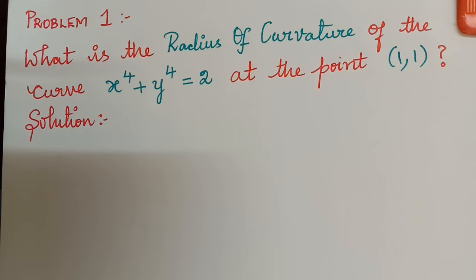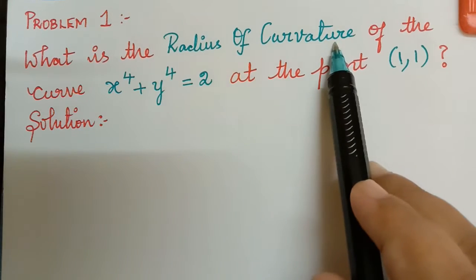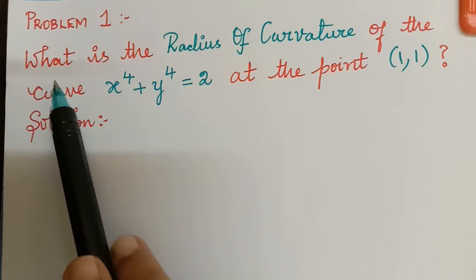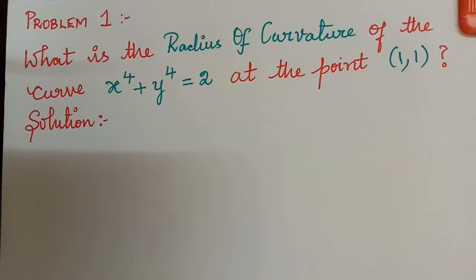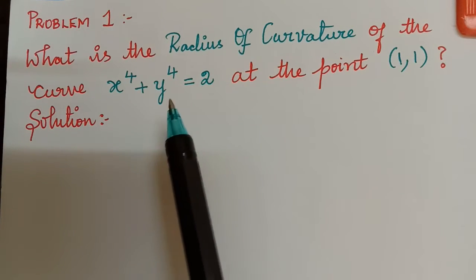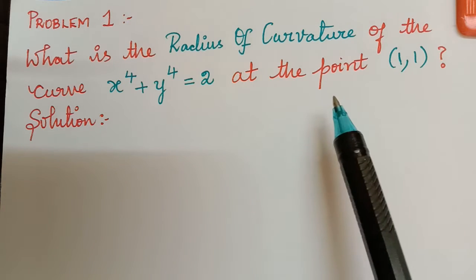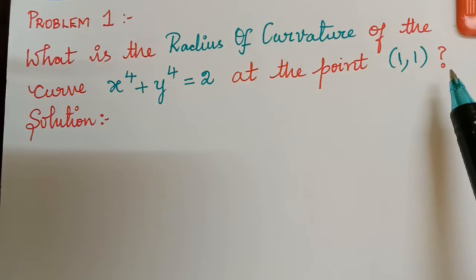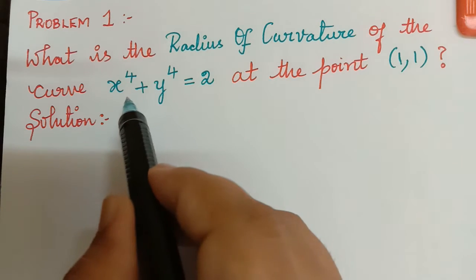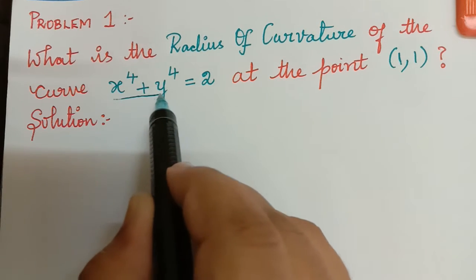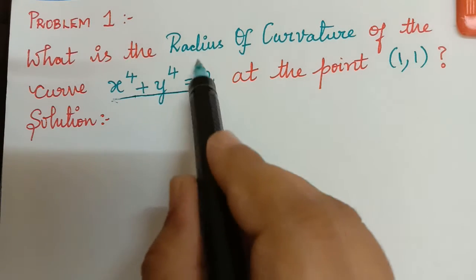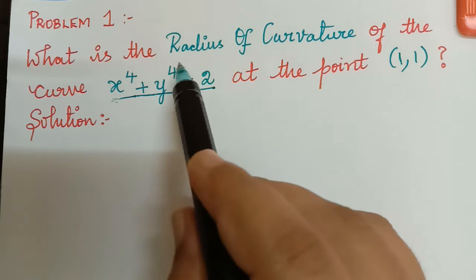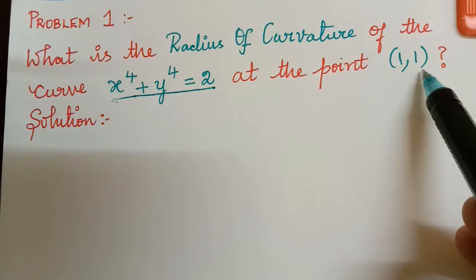Hello students, the next topic in this unit is radius of curvature. Here in this question they are asking us to find the radius of curvature of the curve x power 4 plus y power 4 equal to 2 at the point (1, 1). The given curve is x^4 + y^4 = 2, and we have to find the radius of curvature for this curve at the point (1, 1).